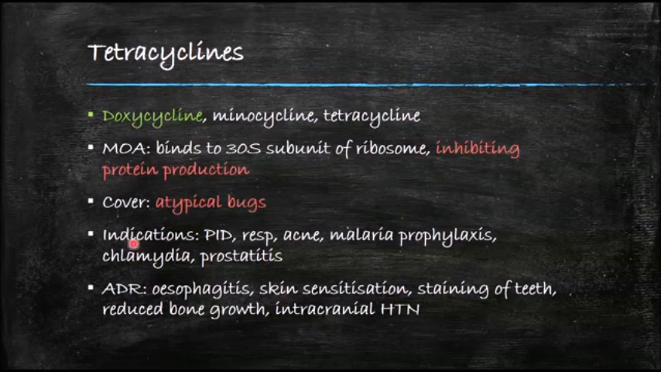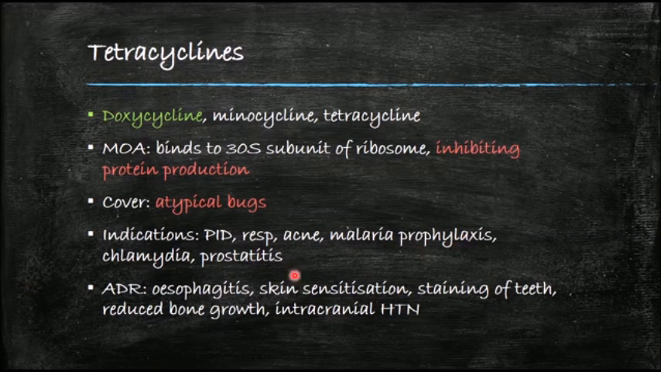Tetracyclines, so doxycycline, these inhibit protein production, and they cover your atypical bugs. So often this is prescribed in conjunction with something else. For a pneumonia, like a community-acquired pneumonia or hospital-acquired pneumonia, you give them something like benzylpenicillin, which is a penicillin, or a ceftriaxone, which is a cephalosporin, plus a doxycycline to cover your atypical bugs. The other commonly used indication is malaria prophylaxis.